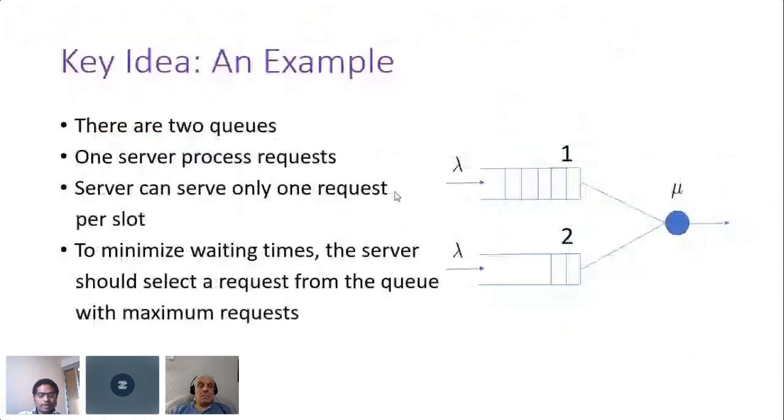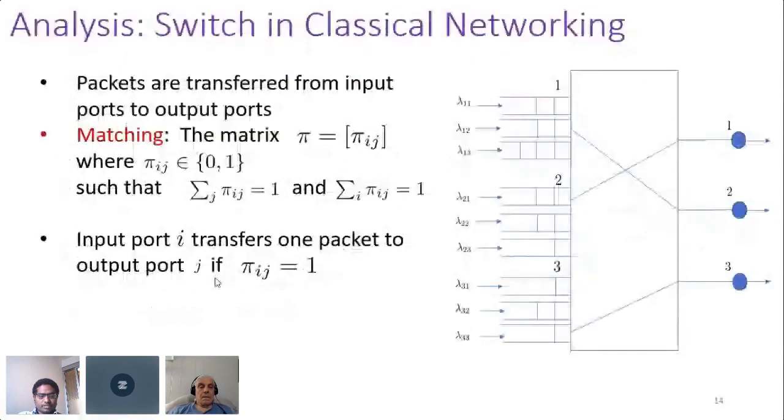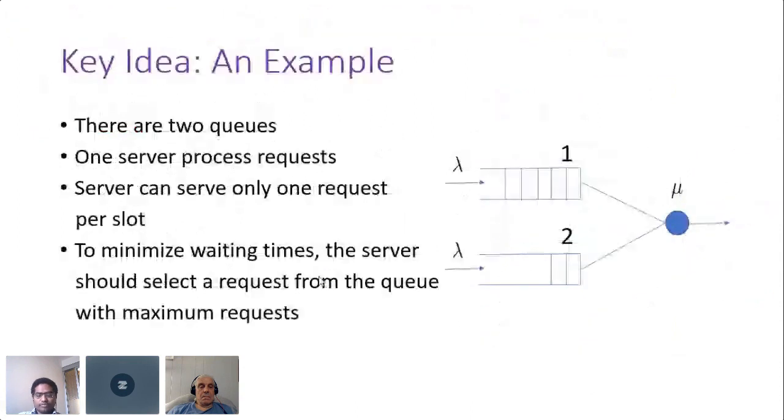Now, in a given matrix, if an element pi_ij is 1, then the switch will make a decision to transfer one packet from input port i to output port j. In this way, we can define the scheduling decision for a given switch. Now, how can we serve these requests cleverly so that the switch is stable? For this, I will give a simple example.